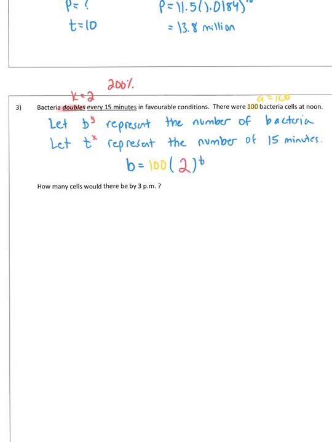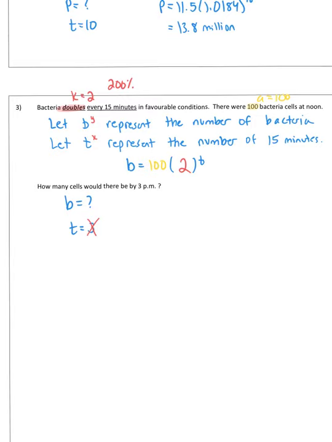So now we are asked how many cells would there be by 3 p.m. So we want to know the number of bacteria, and then we have to substitute in time. So time is not equal to 3. You might be tempted to do that, but that's actually not correct, even though we are starting with 100 bacteria at noon and we want to know how many there are 3 hours later, because the bacteria doesn't double once per hour, it doubles once every 15 minutes. So we need to know how many times bacteria doubles within the 3 hours.